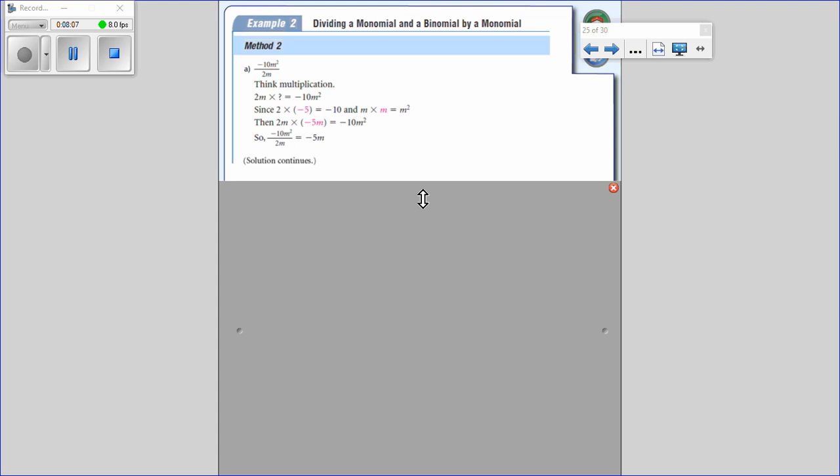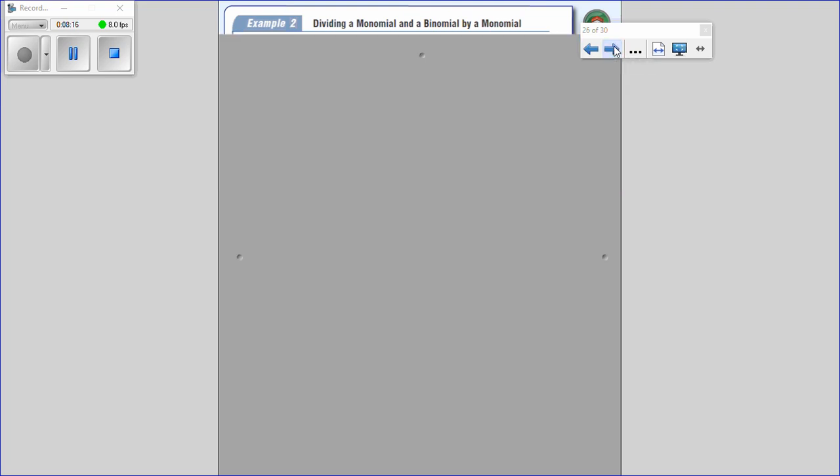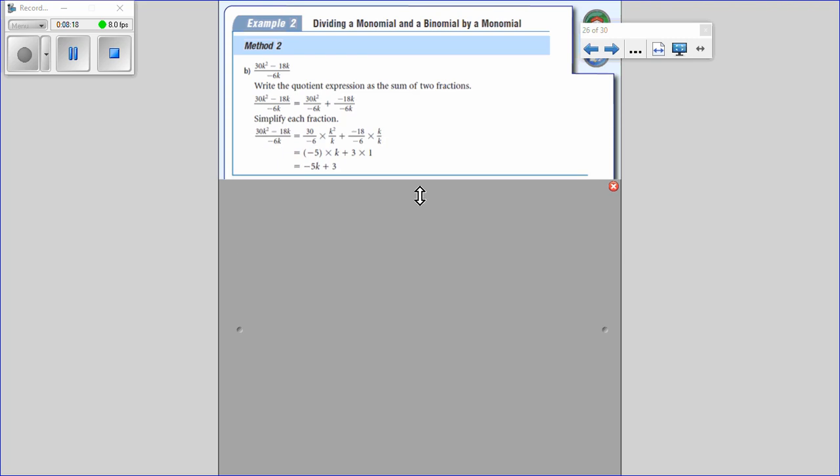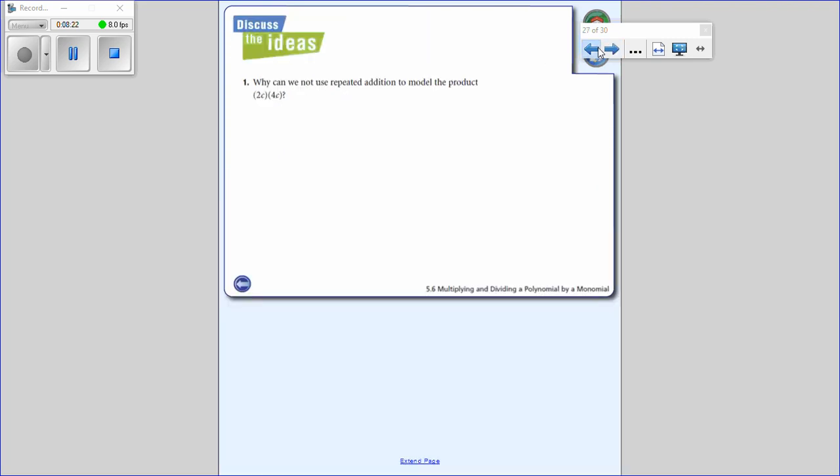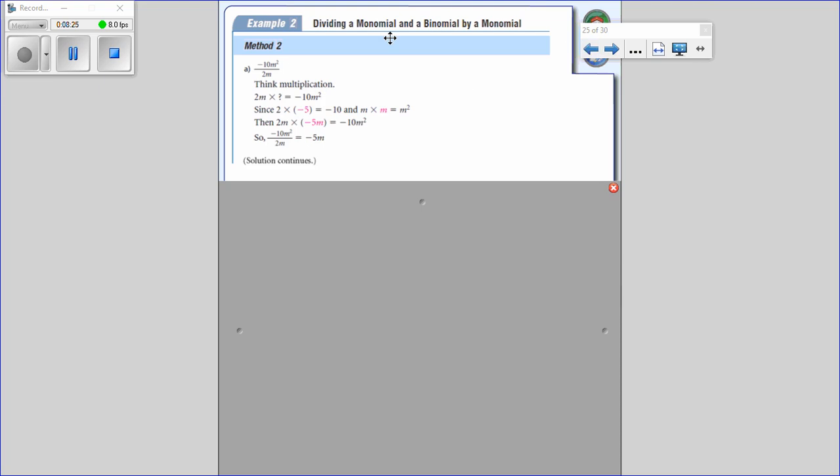Another way to do it is to look at your coefficient. Negative 10 divided by 2 is minus 5, right? So there's the minus 5. And m squared divided by m, right? Well, how do I get the m squared? It has to be m times m, or m squared times 1, but I don't have that. So I have an m down here.